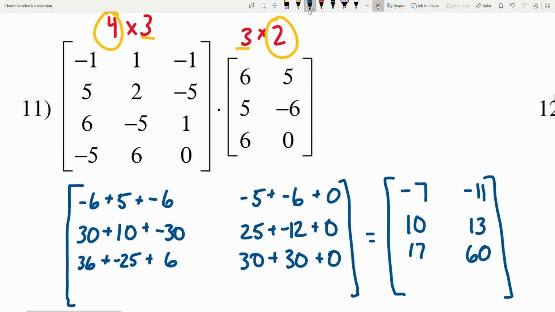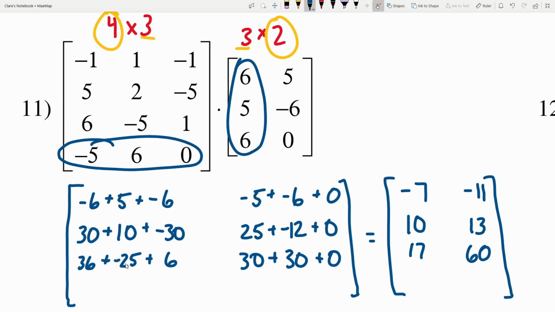And now finally, that last row, dotting it with the first column at the start, we'll have 6 times negative 5, or negative 5 times 6, which is negative 30. I'll add that to 6 times 5, which is 30, and then I'll add that to 6 times 0, which is 0. Negative 30 plus 0 is 0.